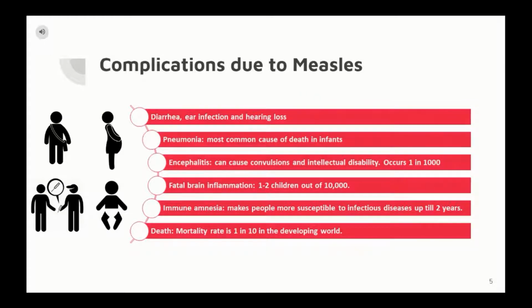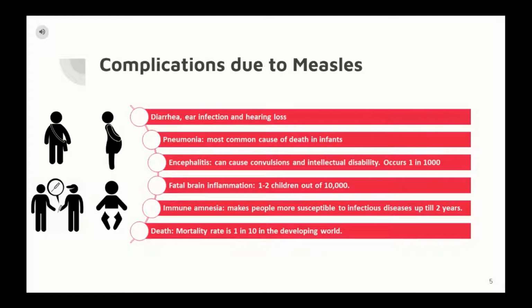Complications due to measles. People at risk of complications are depicted by the images on the left-hand side. They include adults over the age of 20, that may be college students and young professionals, pregnant women, immunocompromised individuals such as people with HIV/AIDS, and infants. Measles is not just a rash and it must not be taken lightly.